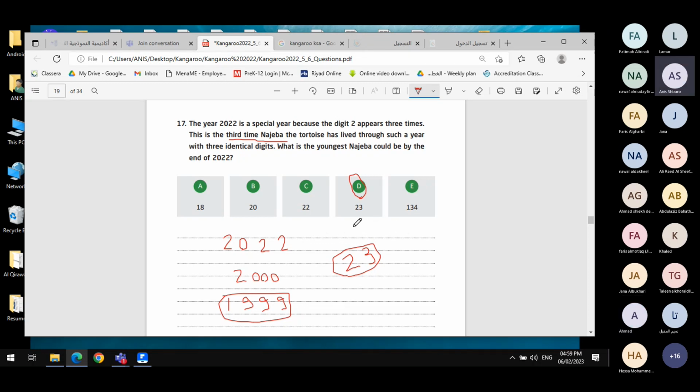Okay. Now, does anyone have any question on this number? Mister, it's probably the easiest question we did today. Yes, but if you didn't see the 2000, and you forgot that 0 is a digit and skipped this year, you would get it wrong.